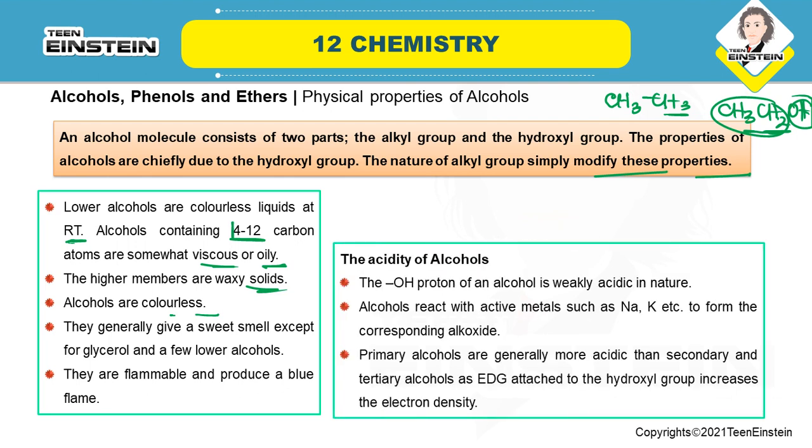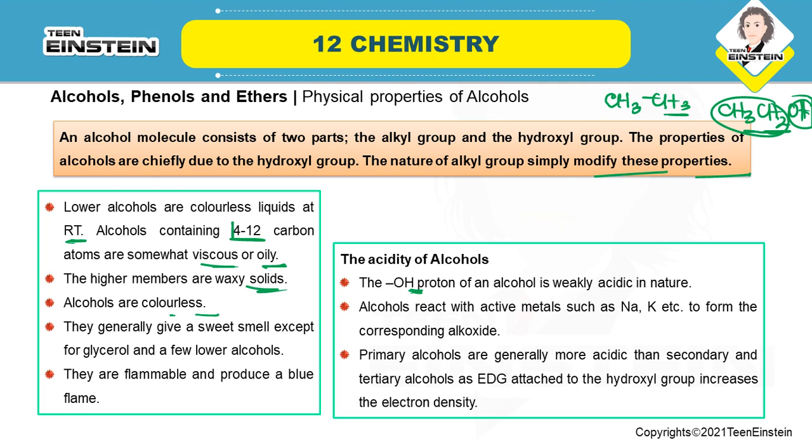The first property that we will discuss is acidity of alcohols. Though this is not exactly a physical property, some chemical reactions we can also observe for alcohols because of these properties, but we are discussing this under physical property. Acidity of alcohols is mainly because of this proton that is attached to the OH group, but it is not a very strong acid, it is a very weak acid.